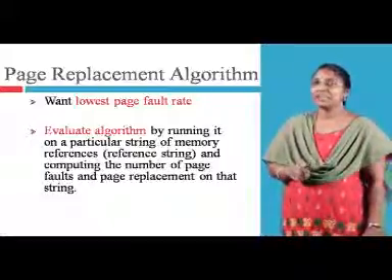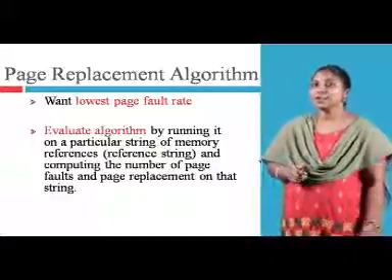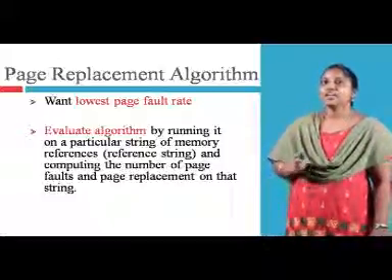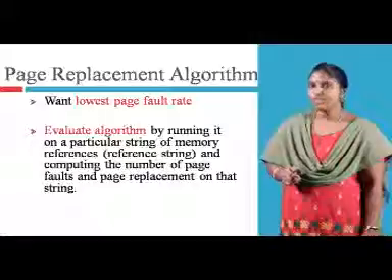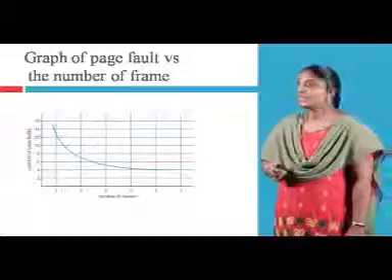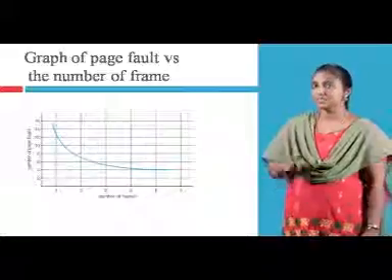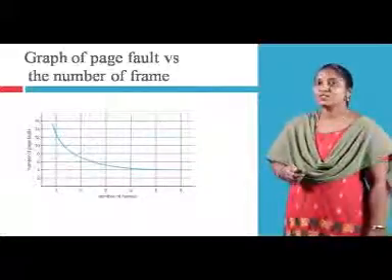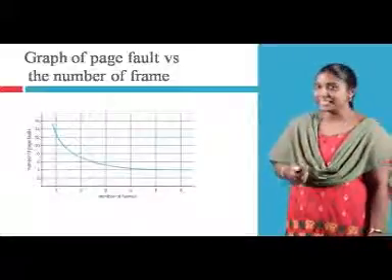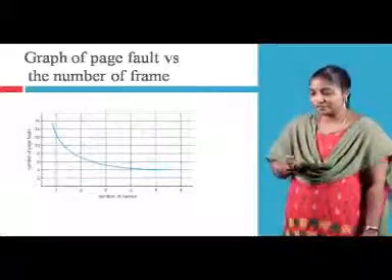To do that, we have to evaluate the algorithm. We evaluate the algorithm by running it on a particular string of memory references, which is called the reference string, and we compute the number of page faults that occur on that reference string. Here we see the graph of page faults against the number of frames. As the number of frames increases, the page faults decrease. This is the general concept in page replacement algorithms.